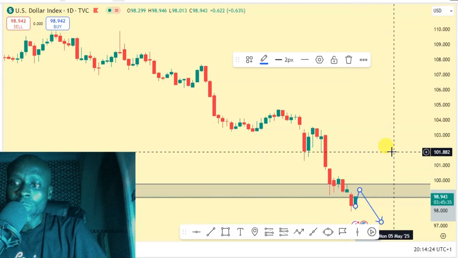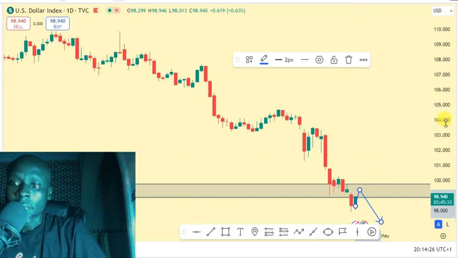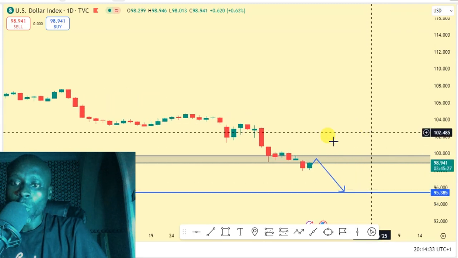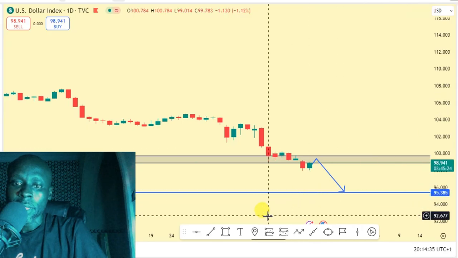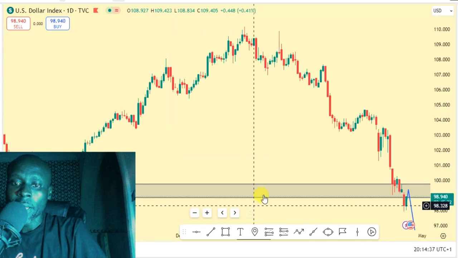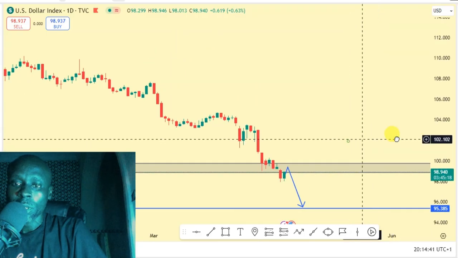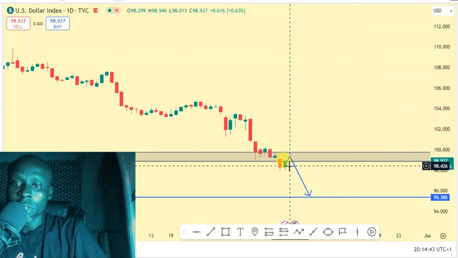So we are expecting DXY to move to this next weekly support level. So wait for your price action setup on the DXY for you to sell the pair to the downside for this week. So look for your selling opportunity on the DXY.